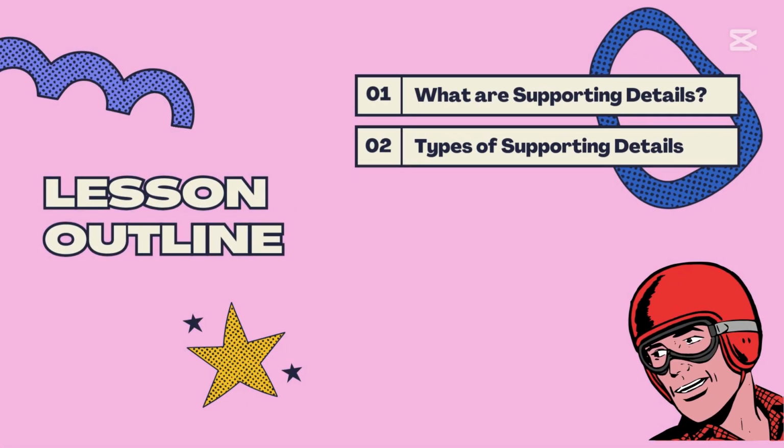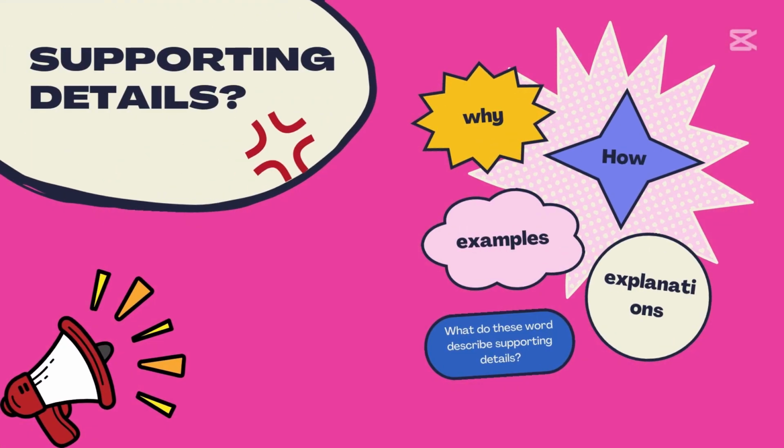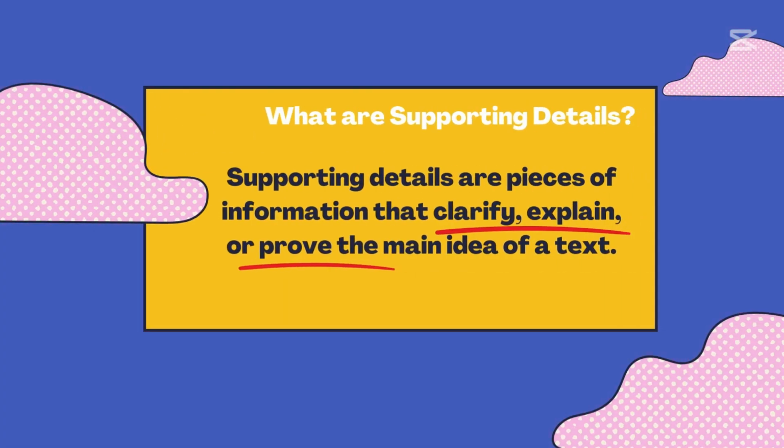Okay, the first thing we're going to learn is what supporting details are, and the second is types of supporting details. Supporting details help us understand the main idea more deeply by providing evidence, examples, and explanation. So, if the main idea is the what, then supporting details are the how and why. Let's learn how to identify and use supporting details to boost our reading comprehension.